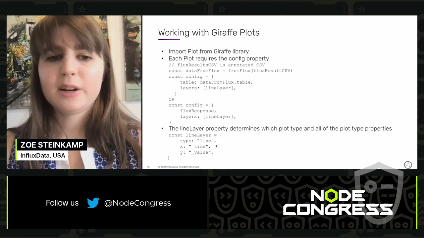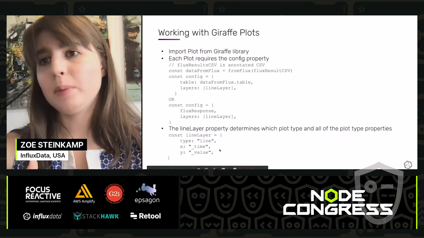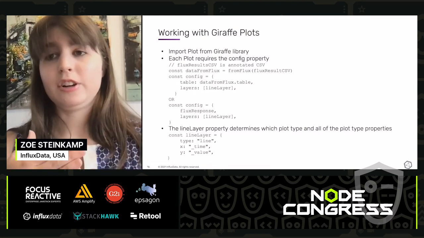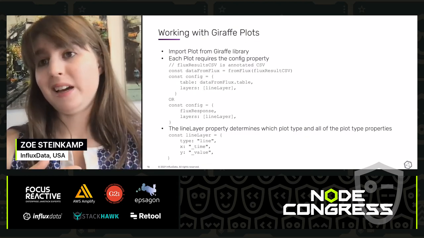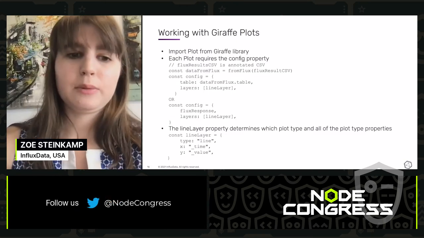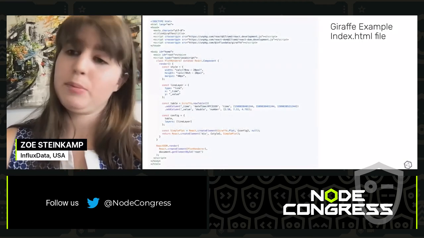Then the actual line layer property is how you define your graph. You're going to have a ton of options. You have your X and Y plot, your colors, your theme, your type. Like I said, we have actually multiple line types. We have a lot of different graph types that I just didn't show an example of, because we have so many.